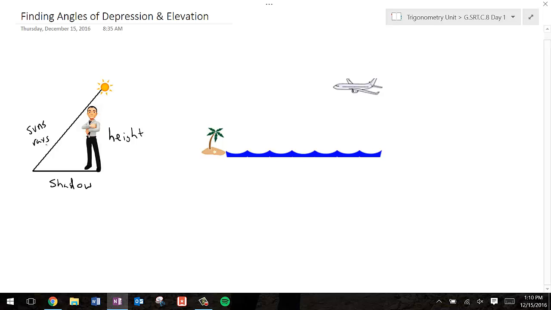And our last one would be the plane looking down at the ground. So remember that when we have a plane, the horizontal line that's parallel to the ground creates our angle of depression down here. So our angle of depression is in here.